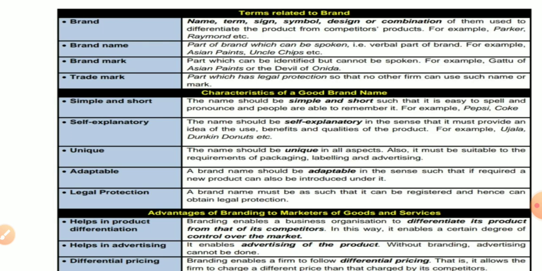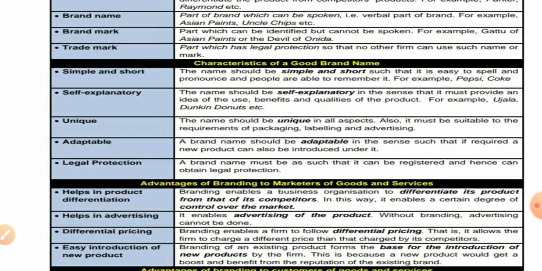Simple and short: these are characteristics of a brand name. It should be short and simple, like Pepsi and Coke. It should be a name which explains itself, like Ujala, which explains that something is white or bright. Unique: it should be unique so that it attracts the attention of the customer. It can be adaptable, so new products can also be introduced under the brand name. And legal protection: the brand name must be such that it can be registered and hence can obtain legal protection.